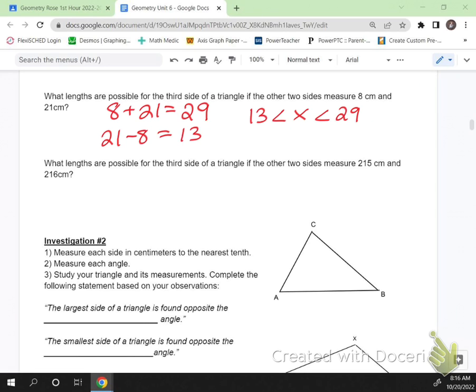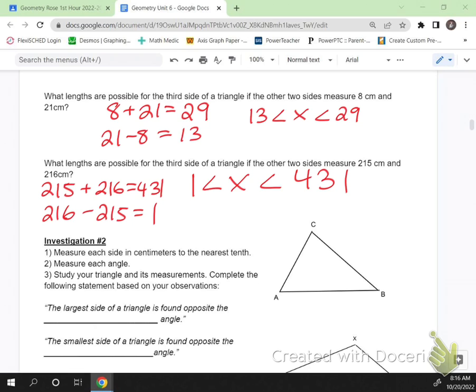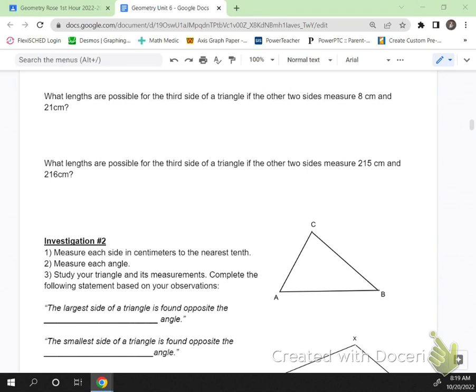Who can tell me the next one? Hunter. The longest side would be 431. Okay. And then the shortest would be 1. Did you guys get this big range? Yes. It's a huge range because of our numbers. Can you imagine making a triangle like this? No. That's extra silly. But it's possible. It can make a triangle. Yes? All right, let's go to investigation 2 now.